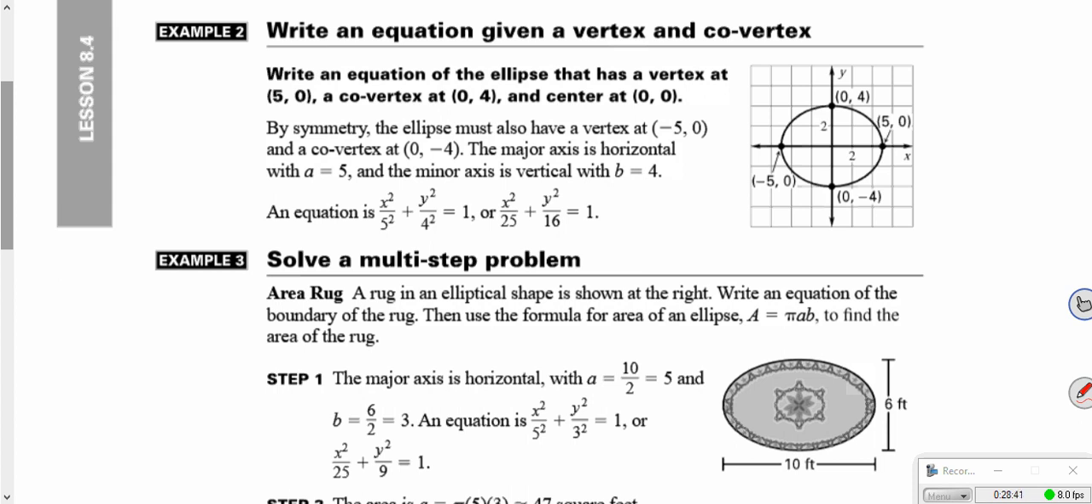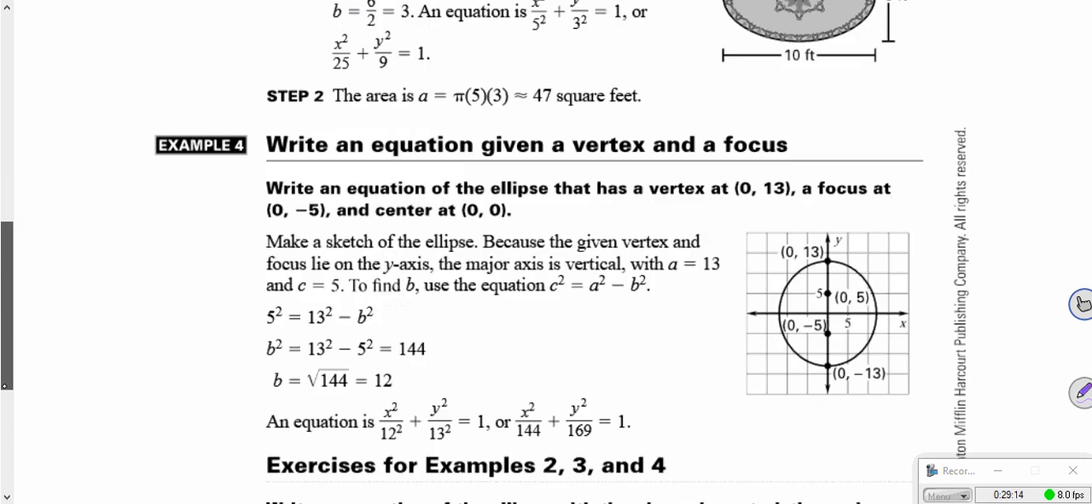Okay. So obviously this vertex here is on the y-axis. So that means that a squared is going to equal 25, and it's going to go under the x. Okay, that's what they did here. The co-vertex is negative 4, so that means that b squared equals 16, right? And that's on the y-axis, so that means it's under the y. So it really is that easy, okay? We'll come back to the rug one.